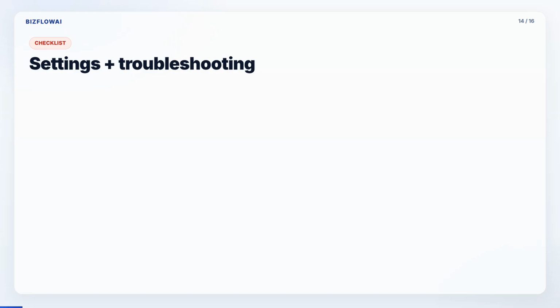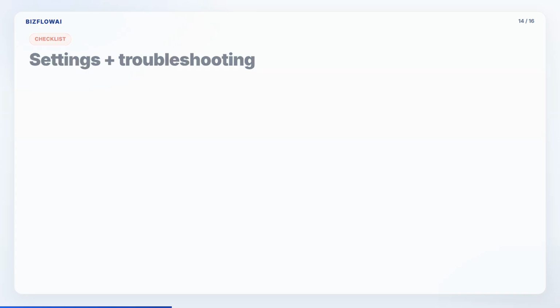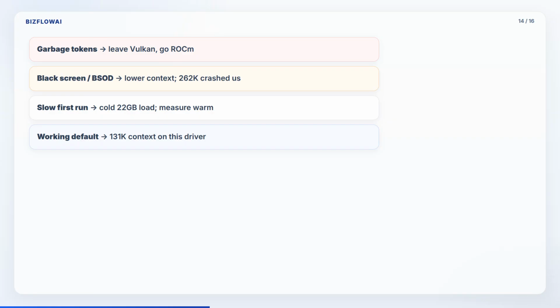Quick practical checklist. Backend, ROCm, not Vulkan. Drivers, Adrenalin from AMD, not a random Windows update package as your only plan. Context. Start at 131K on this driver, not 262K. Garbage tokens. Switch backend before you rewrite your whole stack. Black screen or bug check under huge context. Lower context and retest. Painfully slow first run after a swap. Cold load, measure warm. Device not found, PATH, process environment and which GPU is selected. Save that list. It covers most of the pain we actually hit.